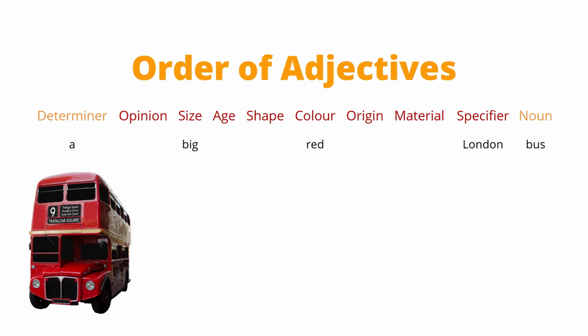Now I could put London under specifier. Again, it's not an adjective really, but we do use that as a specific type of bus. People often refer to these as London buses. So we could use it as our final adjective under the specifier column. A big red London bus.